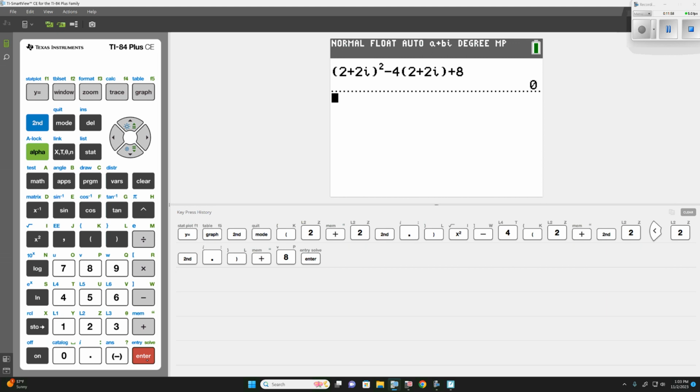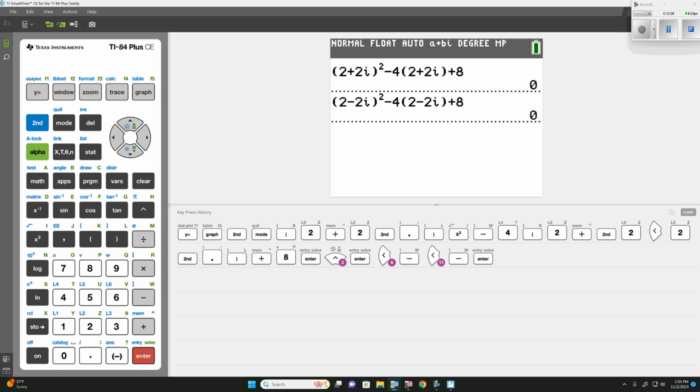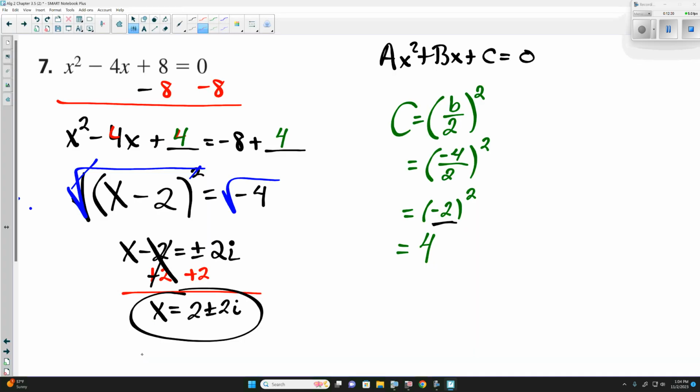It does work. I could do the same thing, bring it down, and instead of plus, we also have minus. And our other answer, 2 minus 2i, also gives us 0. So both of them work. It's another way to check it just to make sure. Questions on this here?